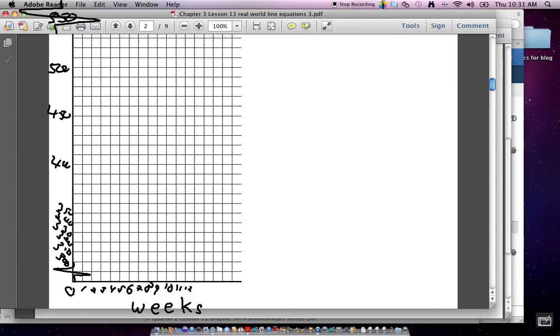Yes? I'm allowed to go by 20s. You could go by 20s. There's no problem with 20s. Feel free to do that if you want to, okay? All right, now graph it, answer the question. I'll give you about 2 minutes to get that done.